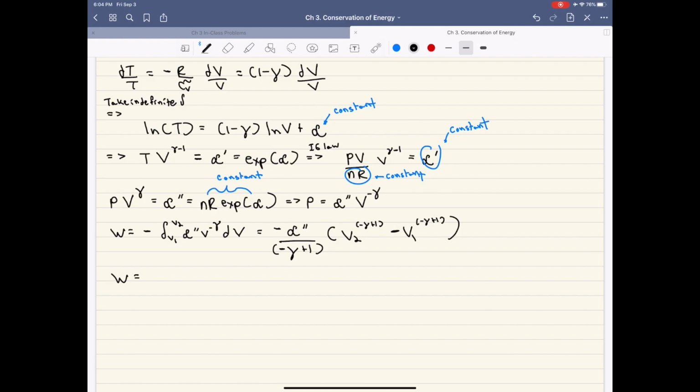Okay? And I'm also going to multiply this negative sign by the denominator here, so that I end up with just gamma minus 1. Okay? Makes it look a little bit prettier. In any case, I have 1 over gamma minus 1, and then I distributed it across the alpha double prime.